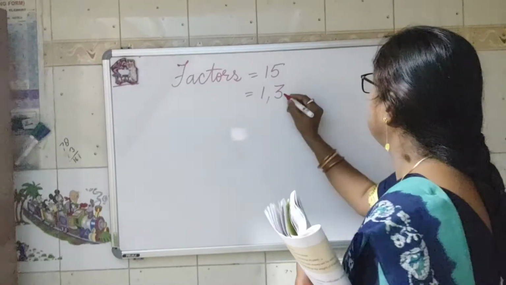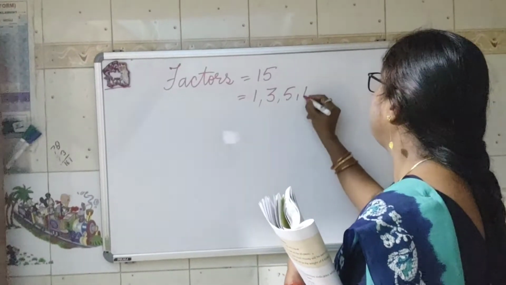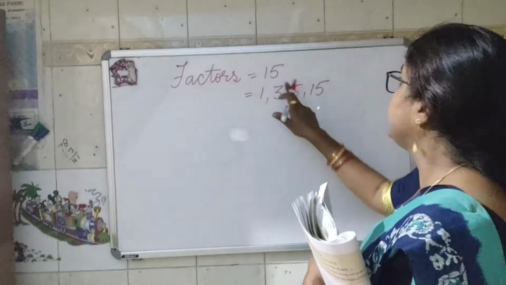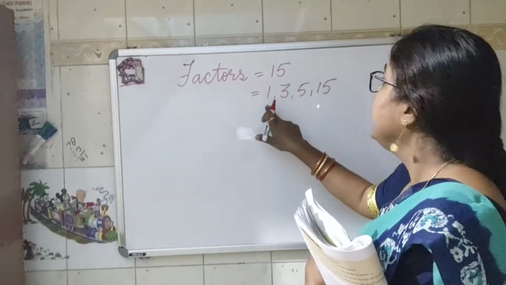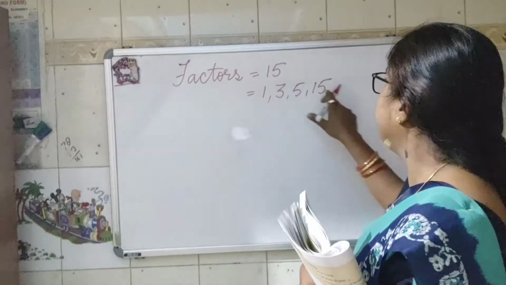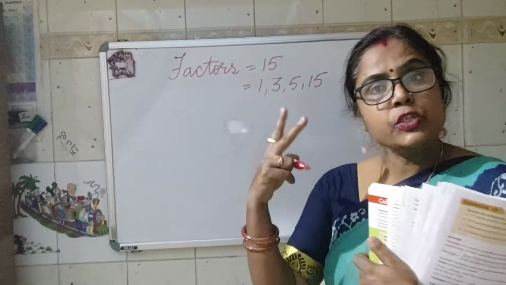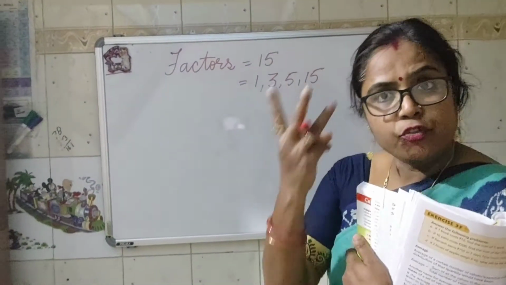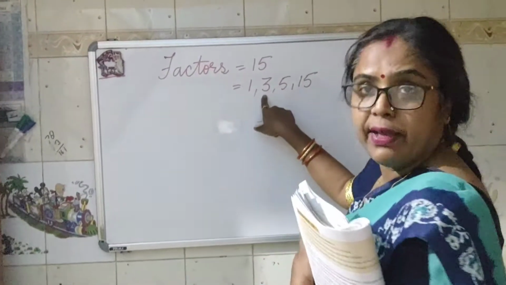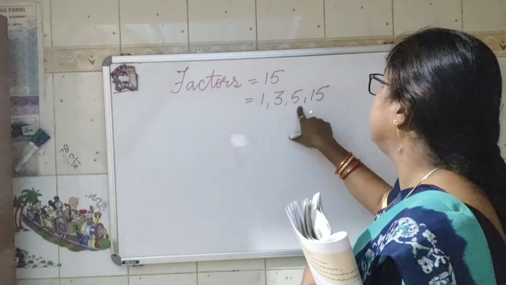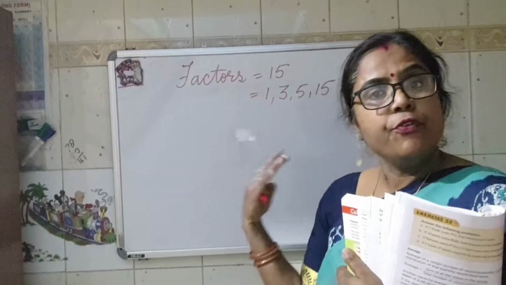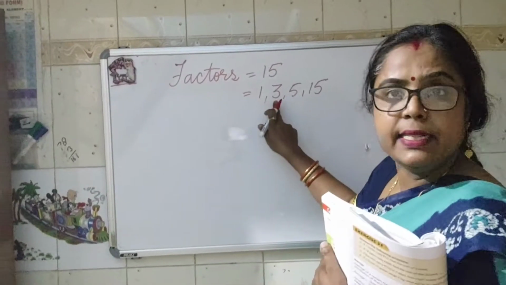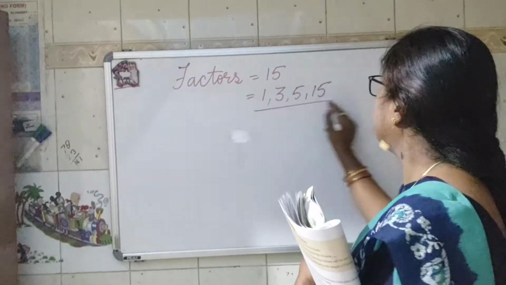In short, we can write 1, 3, 5 and 15. These are the factors. So how to take out the factors? First we will divide the number by 1. So whatever the answer, 1 and 15. Then the second number is 2. Divide 15 by 2. We will not get a whole number. Then divide 15 by 3. So 3 is the divisor and 5 the quotient. 3 5s are 15. Then 4 is also not there. 5 is also not there. 5 3s are 15. It is already there. So these are the factors of 15.